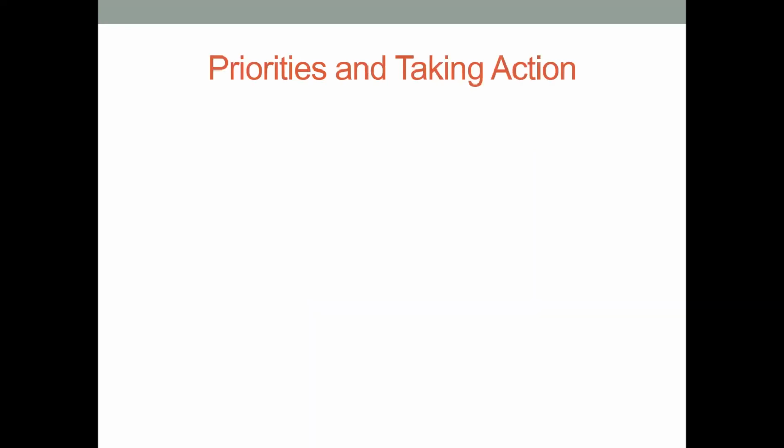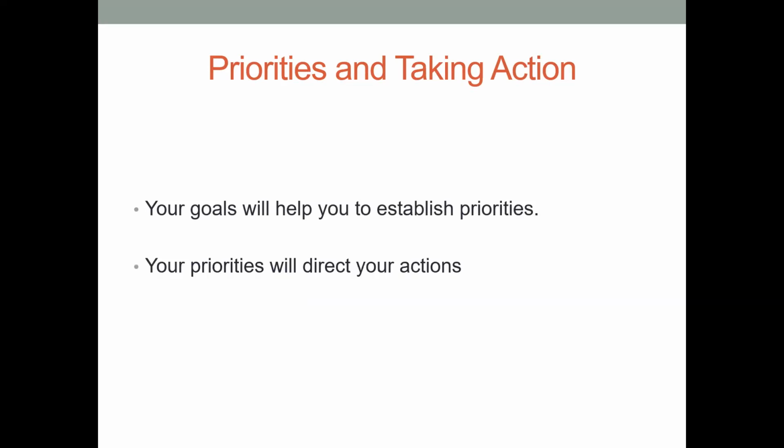A vision statement and goals are fine, but how do you actually make them happen? The next step is to turn your goals into priorities. Priorities will determine the actions that you take. Scheduling time to study would become a priority, and then doing it is the action. So the priorities that you create will determine how you spend your time.